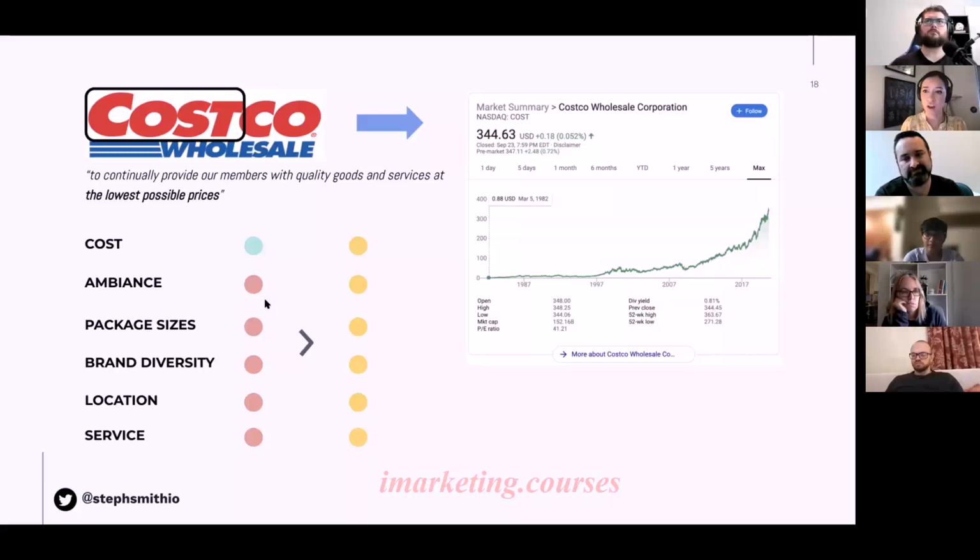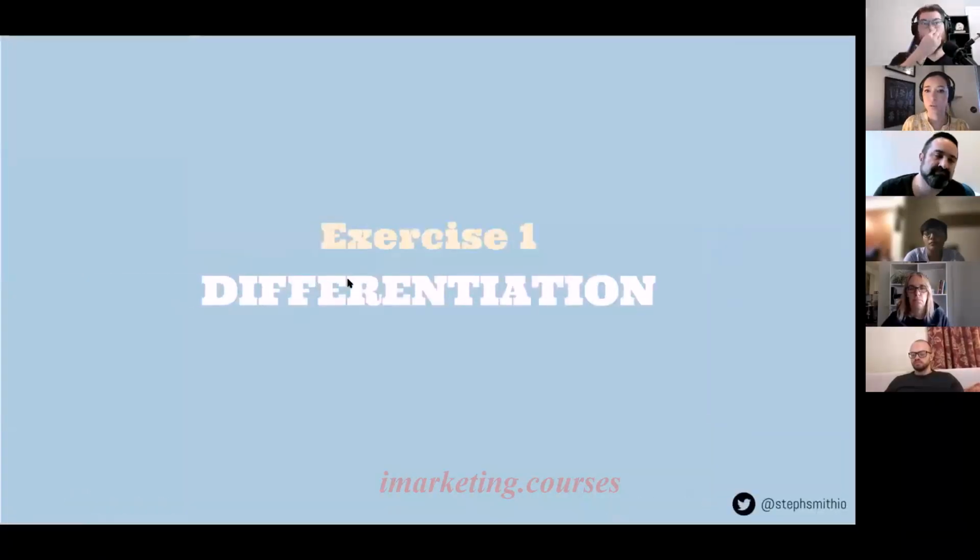Which is cost, which is why I don't know the exact stat, but it's something like a third of Americans have a Costco membership, right? So they're doing something right. And you can use this learning with content. And so that leads me to the first thing in this set of exercises, which is all about differentiation.